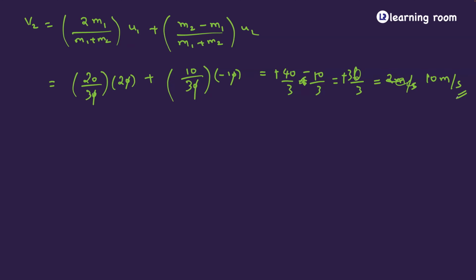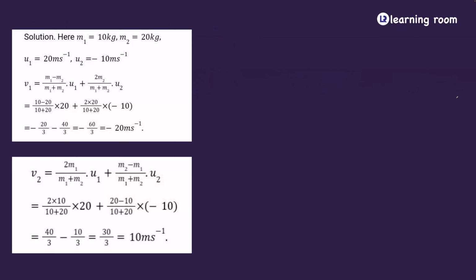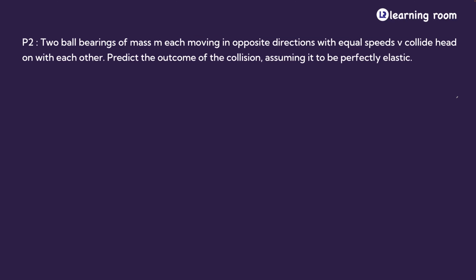Am I clear with this? Okay. Can you do the next one? Make it fast. So when they say predict the outcome of the collision, they are asking what is the speed with which they are going to move after the collision. Okay, that is the meaning. So assuming it to be perfectly elastic. When they say it is perfectly elastic, you can take V1 and V2 with the same formula.